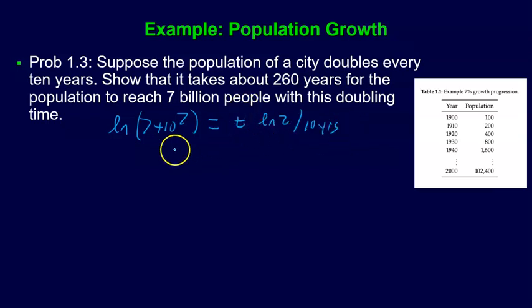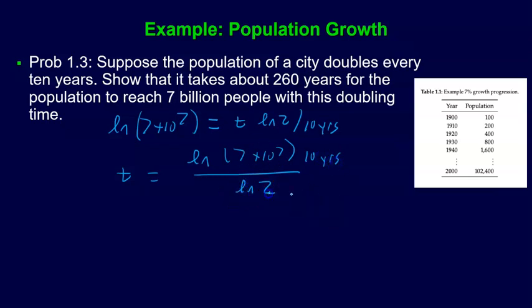And so what I want to do is isolate the t. So I want to get t, and so that's going to be natural log of 7 times 10 to the 7. When I isolate the t, I'm going to be multiplying the top by 10 years and dividing by natural log of 2. And when I plugged into that, I got this number of 260.6 years, which again is what the book was saying. So that worked out.